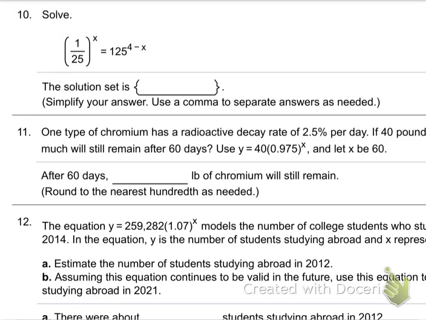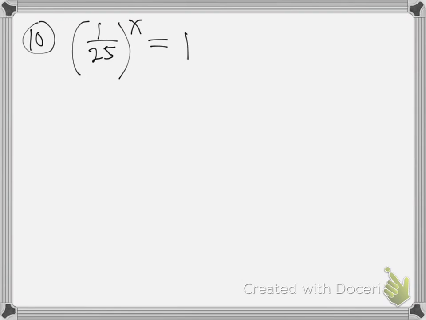Okay, so number 10. 1 over 25 to the x equals 125 to the 4 minus x. Okay, yeah, let me help you with this one. Honestly, I'm not putting one quite this hard on the exam. It's one of those other ones we did that is on the real exam, not this one. This one's a little more tricky.